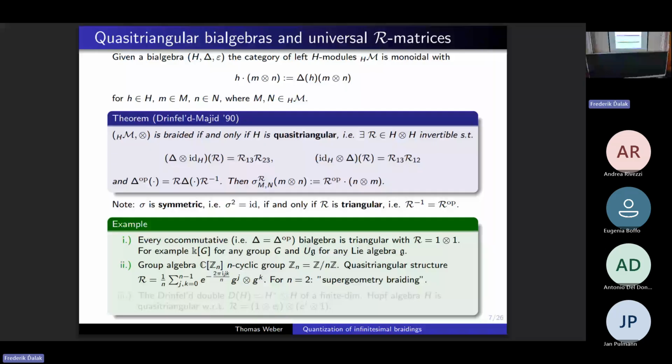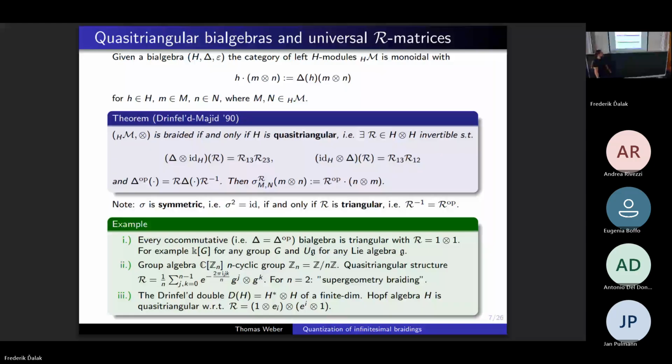As a last quick example, I want to mention the Drinfeld double. It works for any finite dimensional algebra. You can take this dual combination, so the linear dual tensor Hopf algebra, and this is a quasi-triangular Hopf algebra where you take as an R matrix this guy, where you sum over the dual basis.